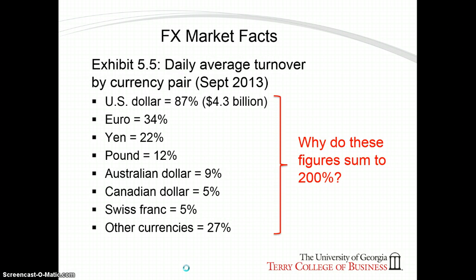Here's some September 2013 data from the BIS on turnover by currency. Not surprisingly, the US dollar tops the list, accounting for 87% of daily turnover. It's followed by the euro, the Japanese yen, the British pound, and so on. Note that the daily turnover figures sum to 200% rather than 100%. Take a minute to think about why that's the case.